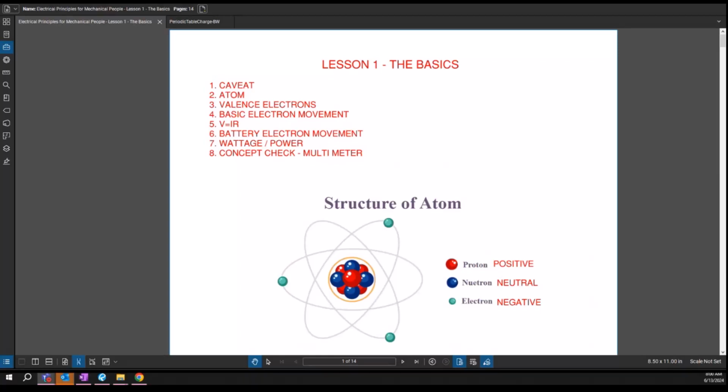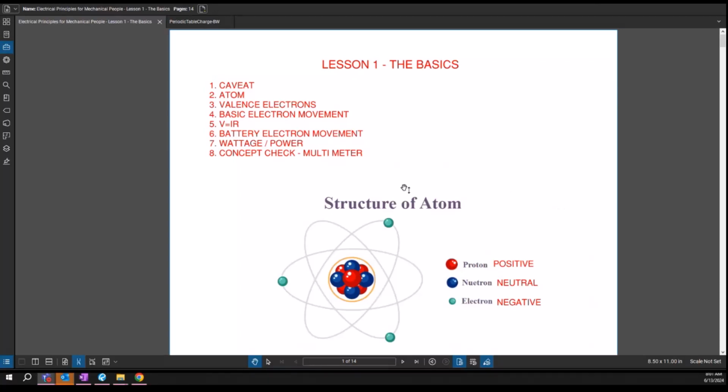I'm just trying to get the concept down for mechanical people of electrical principles so that you can at least wrap your head around it. It's not meant to be, I'm going to go take the test now. No, that's not how this is meant. It's just so I can understand what my electrical counterparts are talking about and provide helpful input. Hopefully that makes sense.